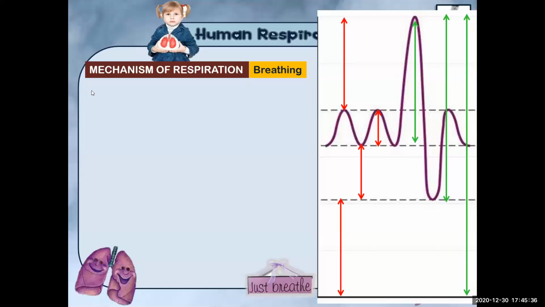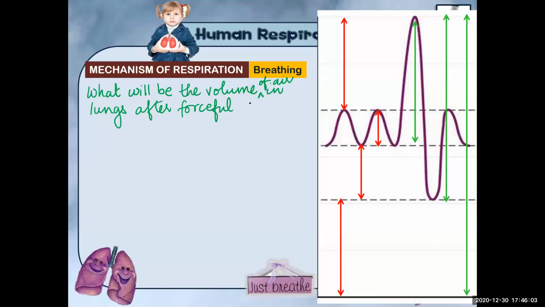So next question, very good. What will be the volume of air in the lungs after forceful inspiration? आपको मुझे आंसर एक्चुअल वैल्यूज में नहीं देना है, आपको मुझे वॉल्यूम्स का एडिशन सब्ट्रैक्शन में देना है. बताओ, चलो बताइए फटाफट. What will be the volume of air in the lungs after forceful inspiration?